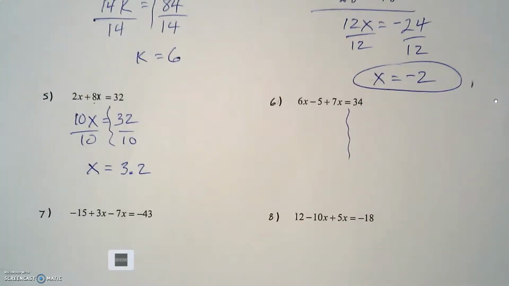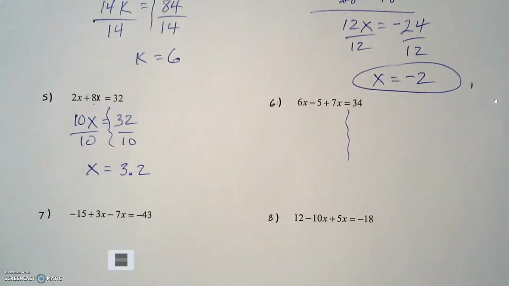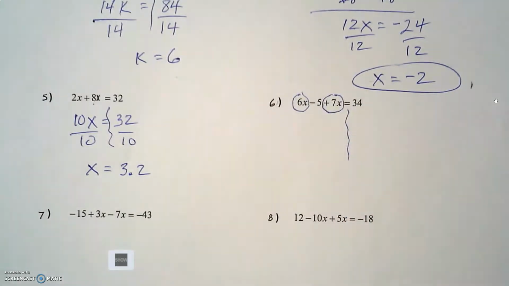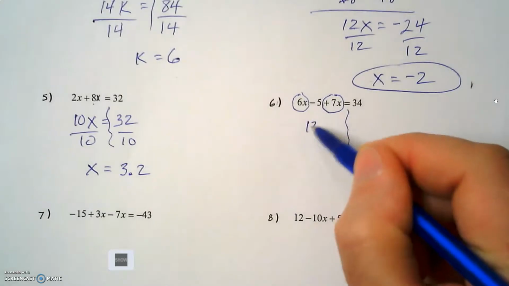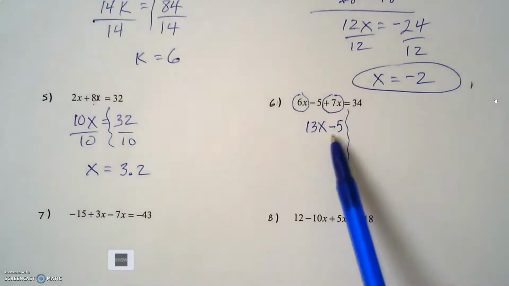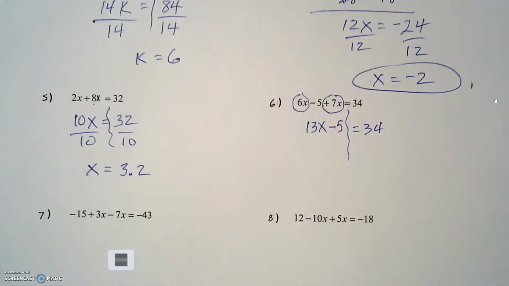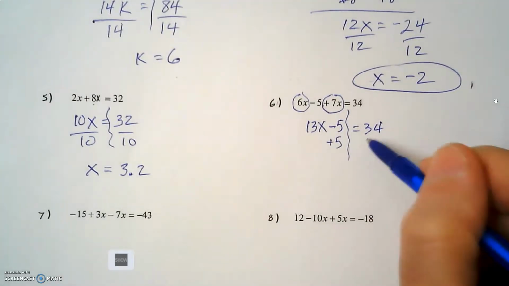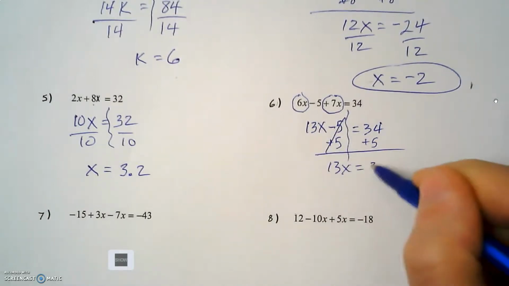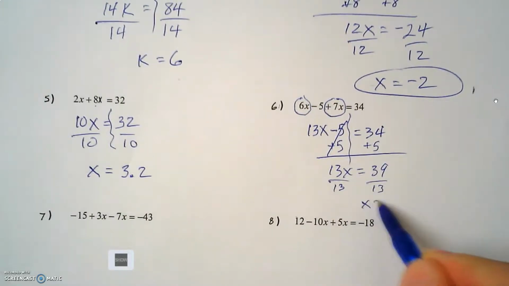Okay, but looking on number 6, if you look on the left, we have an x, a number, and an x. What do you think I'm allowed to add here? Hopefully you were thinking, add the 2 x's. Well, let's try it. 6 plus 7 is 13x. See how I just bring down that minus 5? That's what we were doing the last assignment. Just what I did on the left there. Well, now you see there's an equal sign and we have to keep going. Add 5 to both sides. And 34 plus 5 is 39. Divide by 13. X is 3.